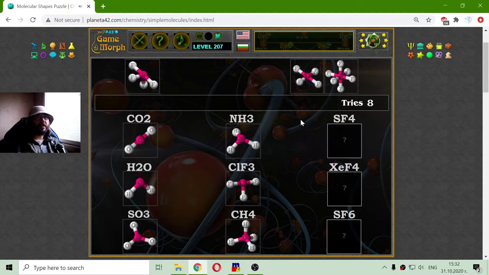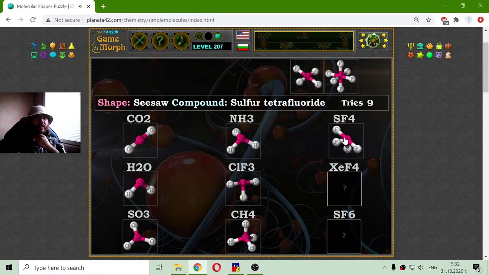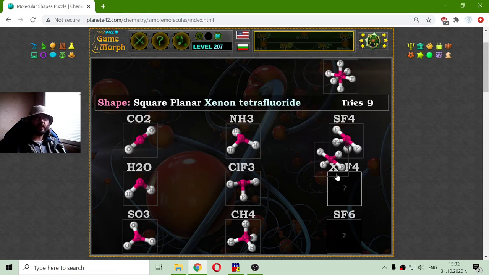And the last three are, let's see, sulfur tetrafluoride. There it is. And xenon tetrafluoride. Look, the fluorine is bonded with xenon and sulfur differently.